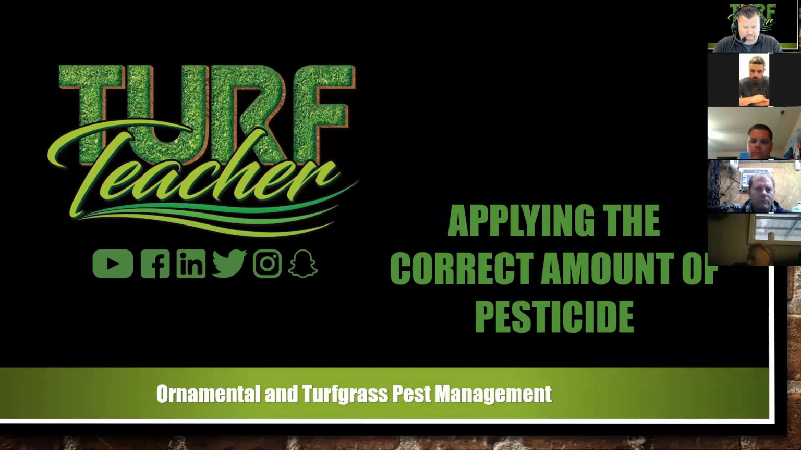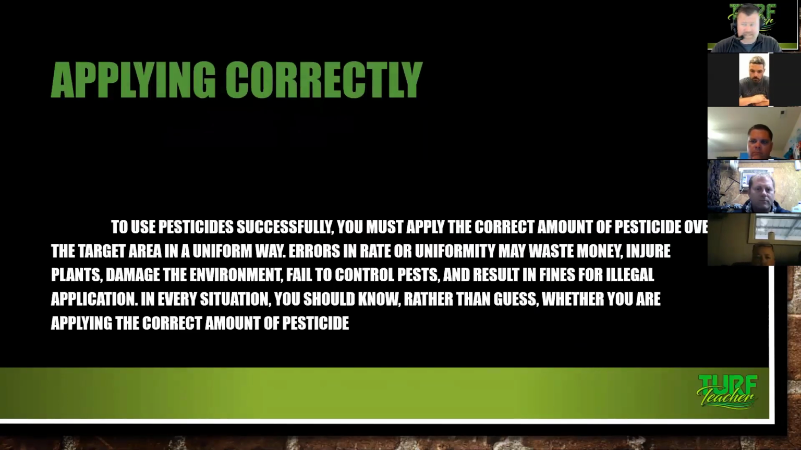All right. And so to use pesticides successfully, you must apply the correct amount over the target area in a uniform way. Errors in rate or uniformity may waste money, injure the plants. We definitely don't want to do that. They're going to damage the environment. Remember, we're stewards of the land. We're supposed to protect the environment. We can fail to control the pest, and we will result in fines for illegal application.